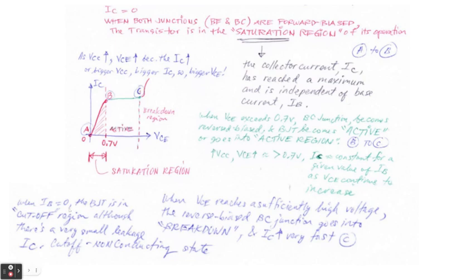Now, when the IB is equal to 0, the BJT is in the cutoff region. Although there's a very small leakage IC, of course, when the IB equals 0, the IC will be equal to 0, or there's a small leakage IC, but this is still in the cutoff or non-conducting state. But when VCE reaches a sufficiently high voltage, the reverse biased BC junction will go into a breakdown region, and the IC will increase very fast. It's like you have broken your transistor.